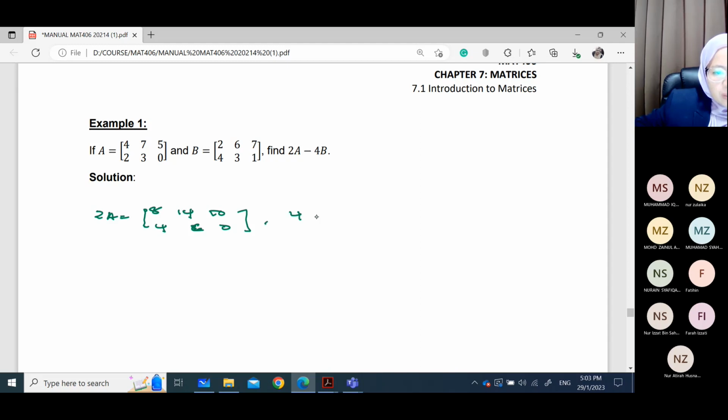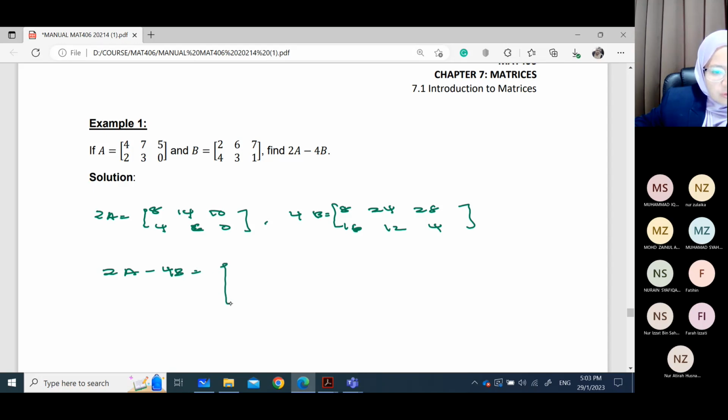And then for B, kita darabkan B dengan 4. So 4 times 2, we have 8. 4 times 6, we have 24. 4 times 7, we have 28. And this one, 4 times 4, we have 16. 12, 4, macam tu. Okay, so 2A minus 4B. Tolakkan saja. 2A minus 4B.